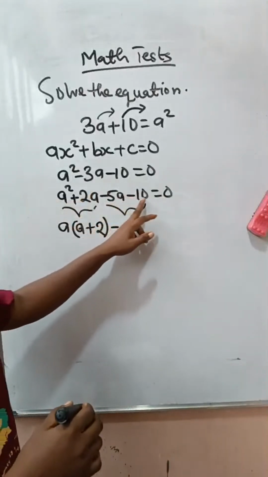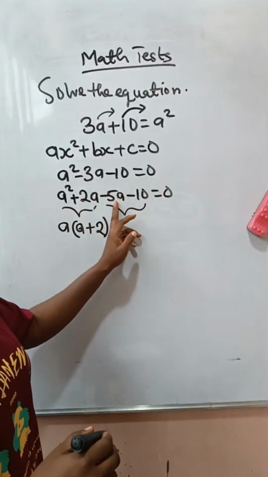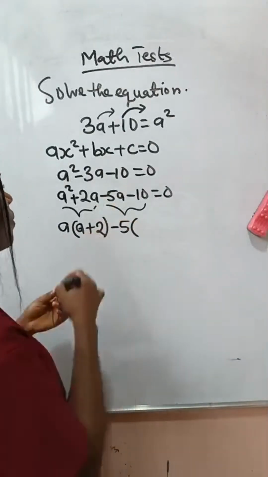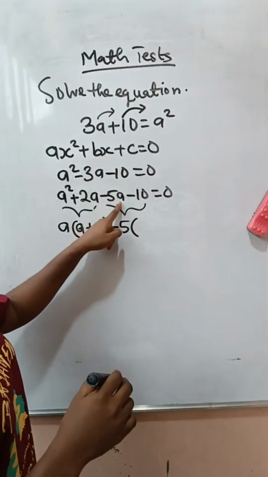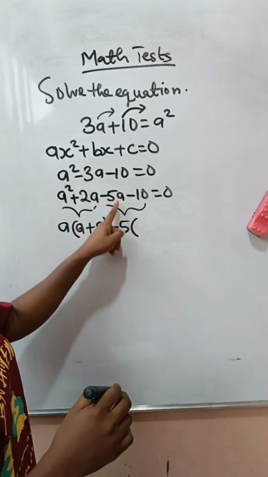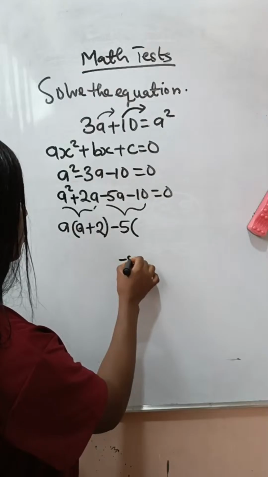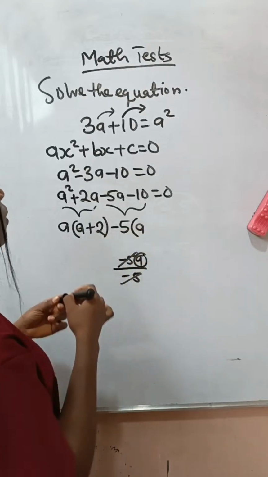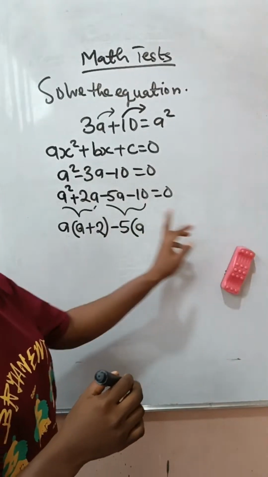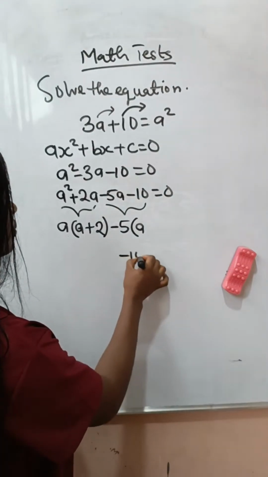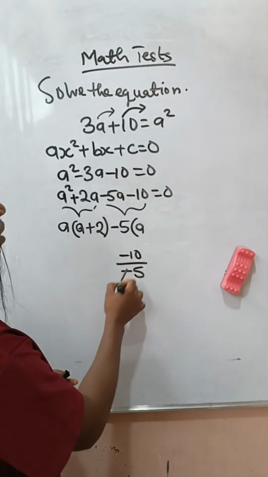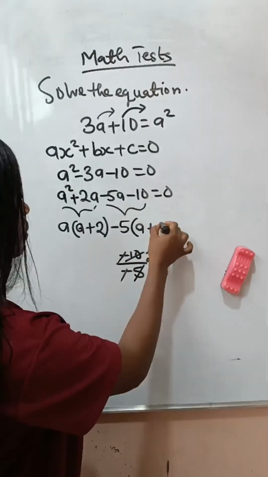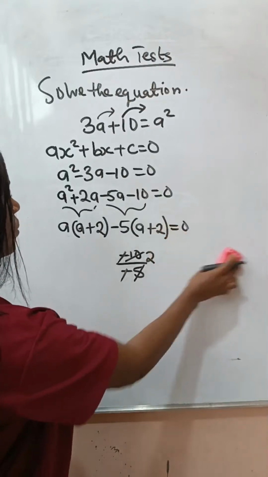Now we look for what they have in common. They have 5 in common, right? That is their common factor, 5. So we bring out 5. Minus, so we now have minus 5a divided by minus 5. We'll be left with a, right? This will remove this, we are left with a. Then similarly, minus 10 divided by minus 5. Remove minus, and 5 we divide 10 to give us 2. So we have plus 2 is equal to 0.